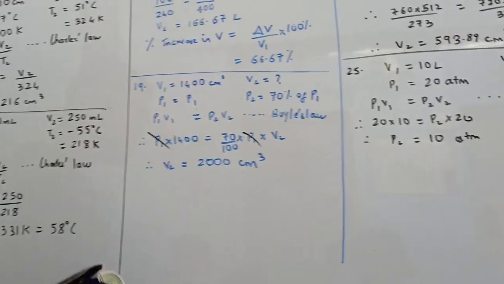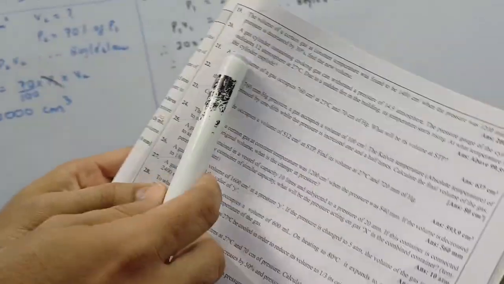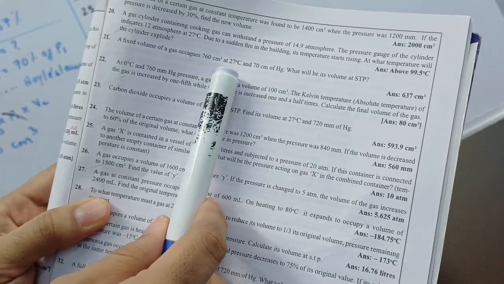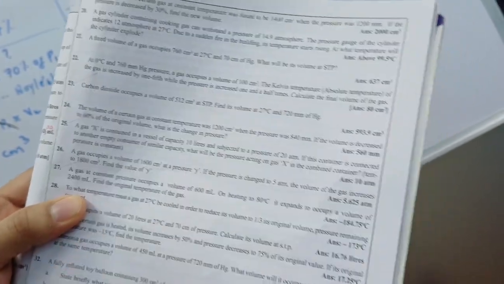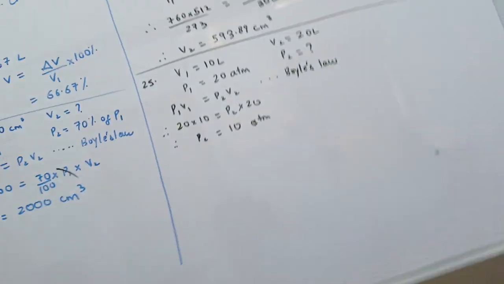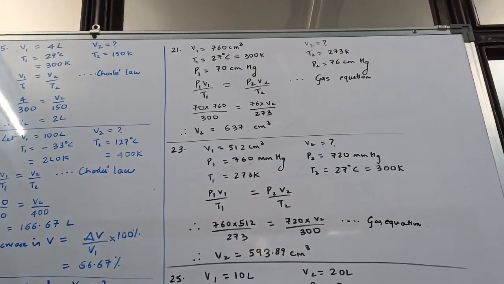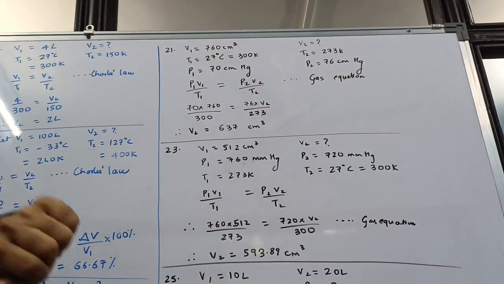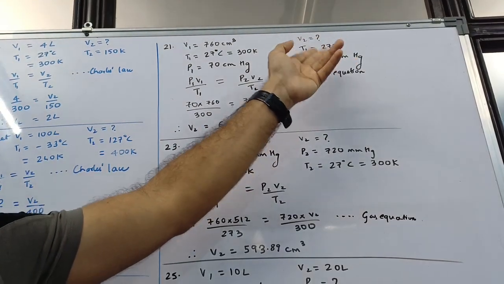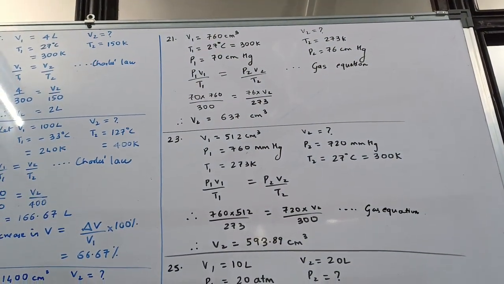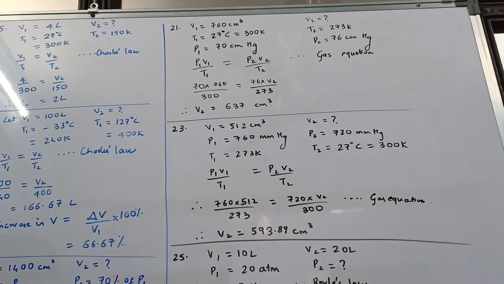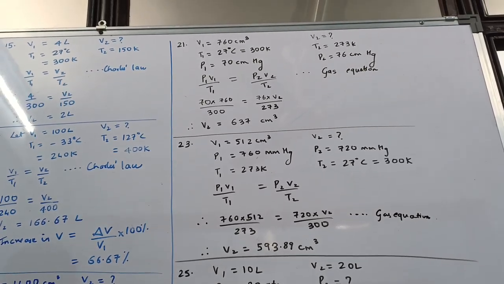Next, 21st sum. A fixed volume of a gas occupies 760 centimeter cube at 27 degrees Celsius at 70 centimeter of mercury. So whatever units they use, we have to use those units. If they use ATM, we will use ATM. If they use centimeter of mercury for pressure, we will use centimeter of mercury for pressure. They have asked what is the volume at STP, standard temperature and pressure.